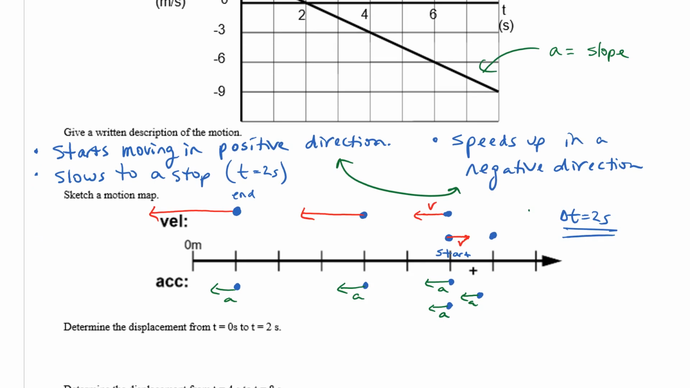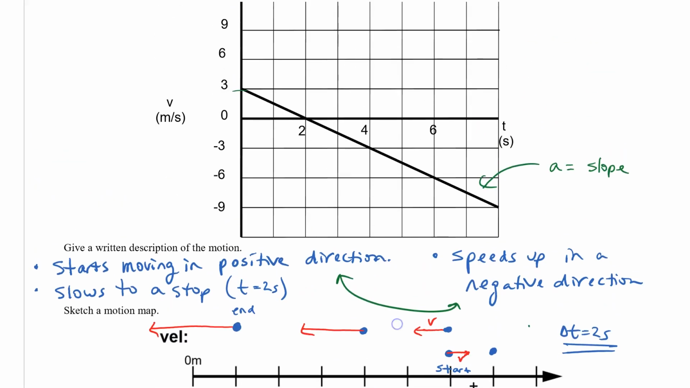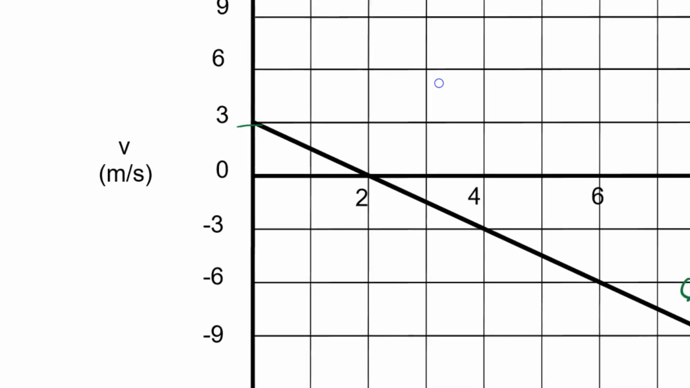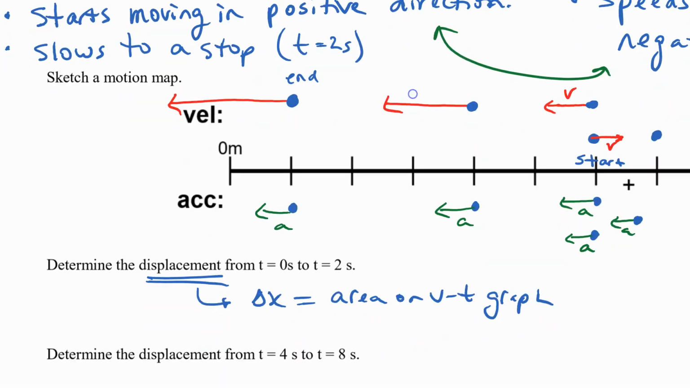It says, determine the displacement from 0 to 2 seconds. Okay, so this is the big thing here, displacement on a VT graph. Displacement, the change in position, is equal to the area on a VT graph. So if I want to go from 0 to 2 seconds, then I'm talking about this area right there in nice beautiful yellow. This is above the line, so this is a positive velocity. In other words, this area is going to be positive.